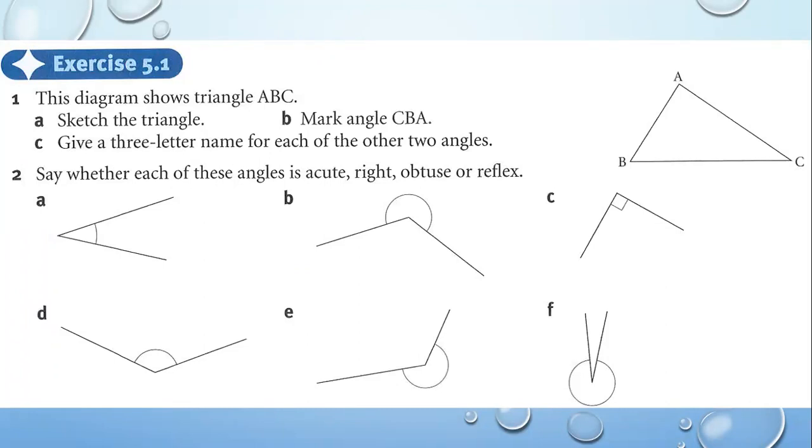Next, say whether each of these angles is acute, right, obtuse, or reflex. As we already discussed, this one is less than 90, so it is an acute angle. This one, from here to here, is more than 180, so it is a reflex angle. This one is a right angle. The D part is an obtuse angle because it is more than 90. This side is a reflex angle because it is more than 180, and this one is also a reflex angle.